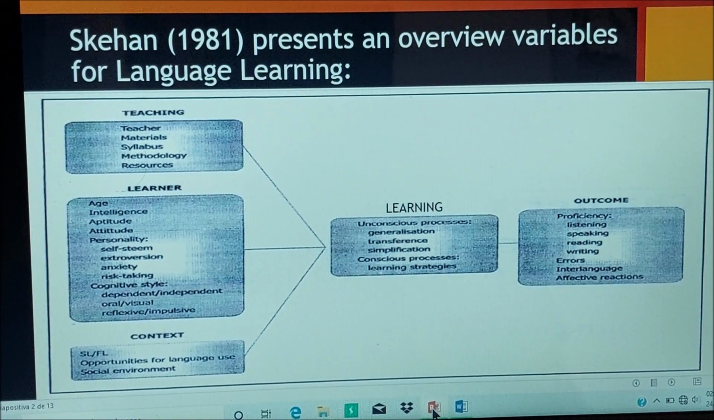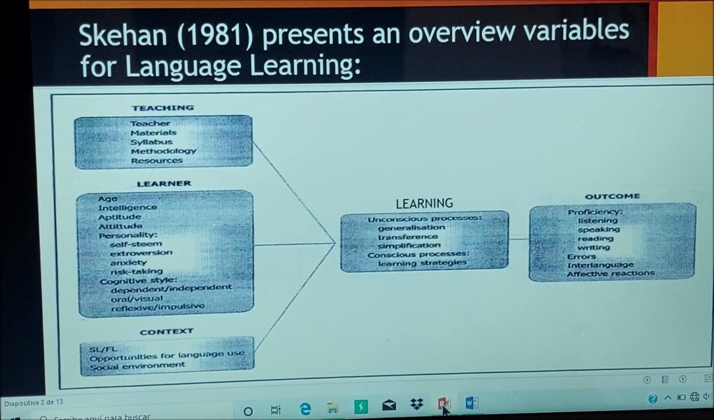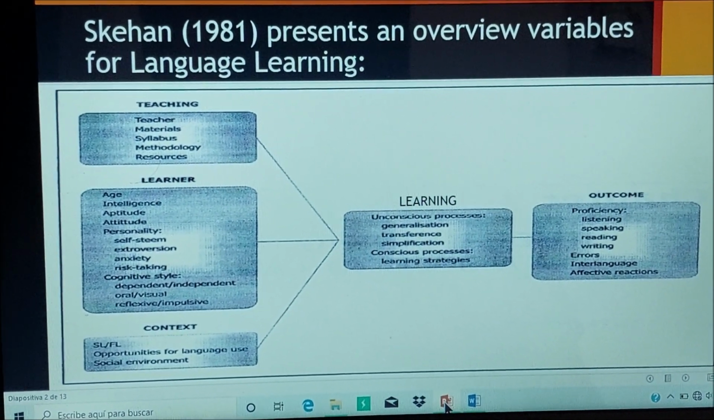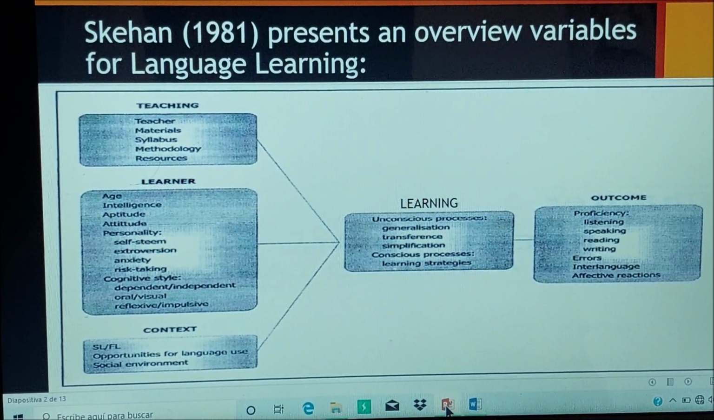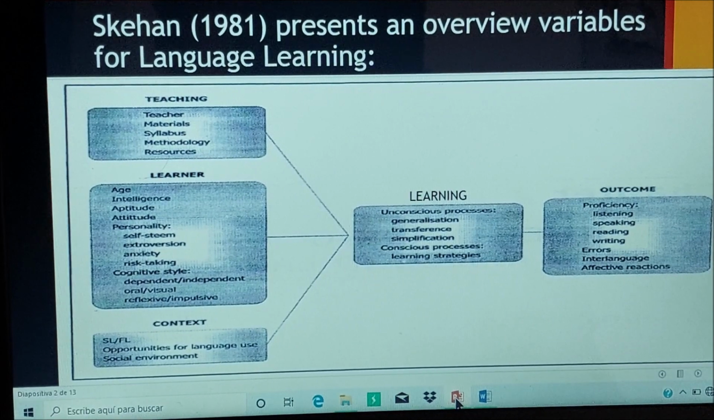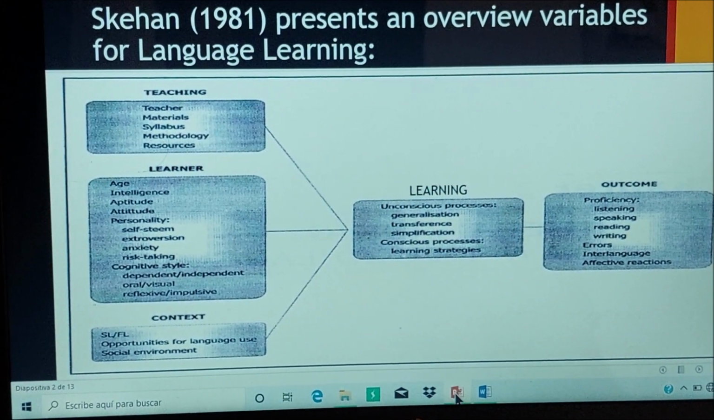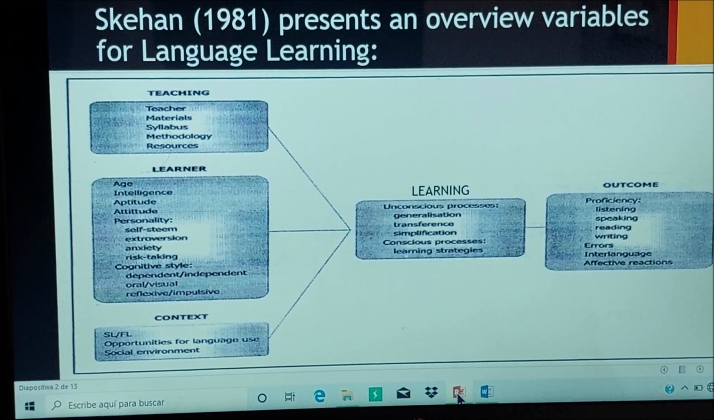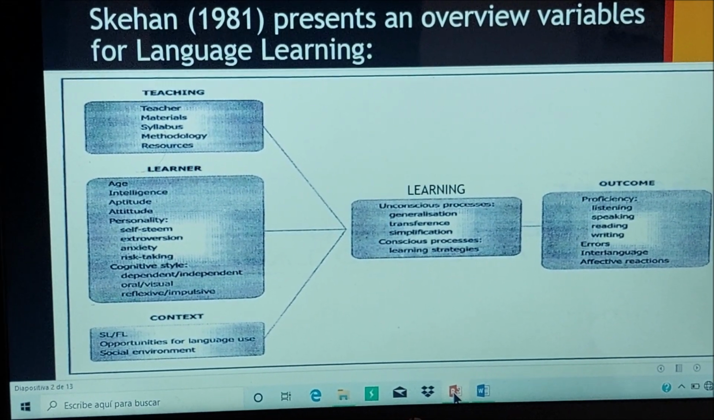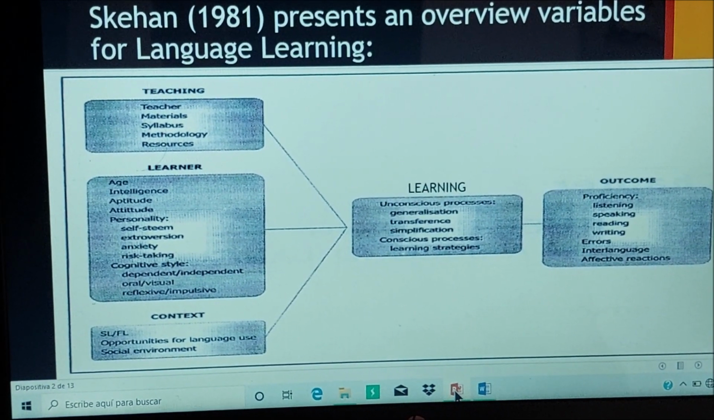The second one, learner, depends on aspects like the age, the personality of your students, the cognitive style. Maybe you could have a talk with your students to know more about them, or maybe an interview, or maybe a diagnostic exam, to know about their background knowledge.